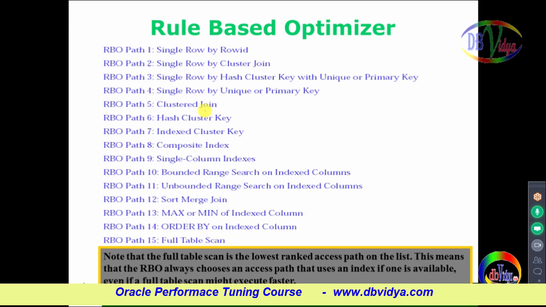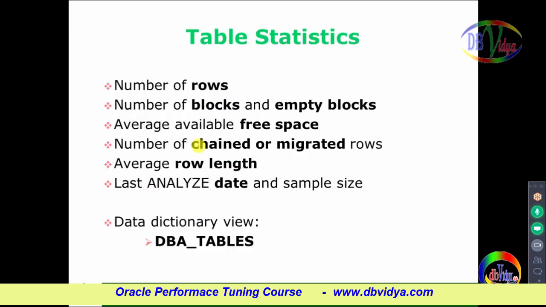See, suppose I am retrieving 80% of the table, which is better? Full table scan. Okay, but with rule-based optimizer, if at all it sees an index, then it will go for index scan. Okay, so those are the issues with rule-based optimizer. Cost-based optimizer will not do like that. It will try to analyze so many ways.